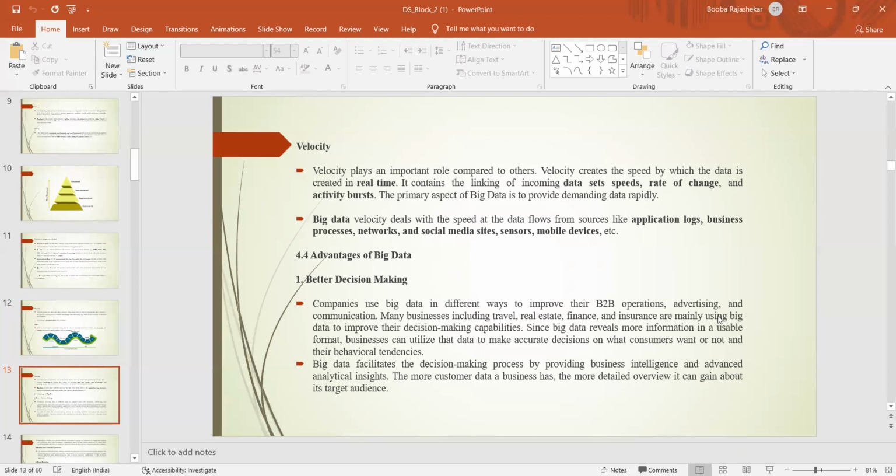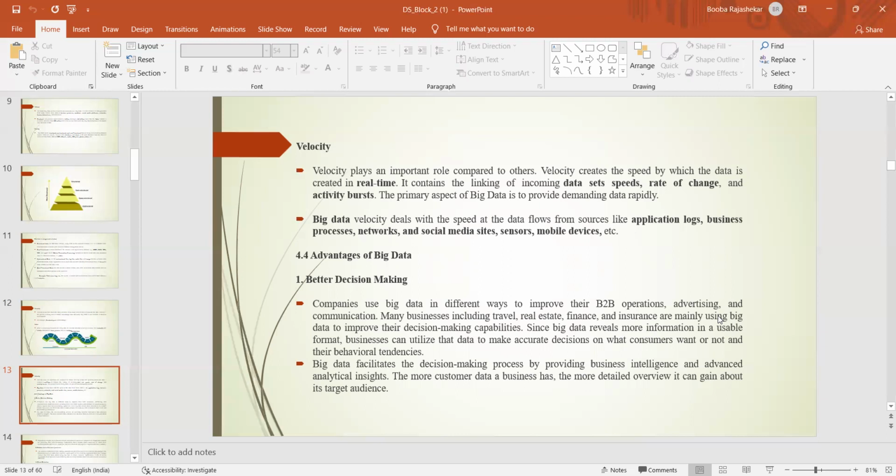Okay, the next one, advantages. What are the advantages of big data? First one, better decision making. Companies use big data in different ways to improve their B2B operations, business to business, and advertising and communications. Many businesses, including travel, real estate, finance, and insurance, are mainly using big data to improve their decision-making capabilities.